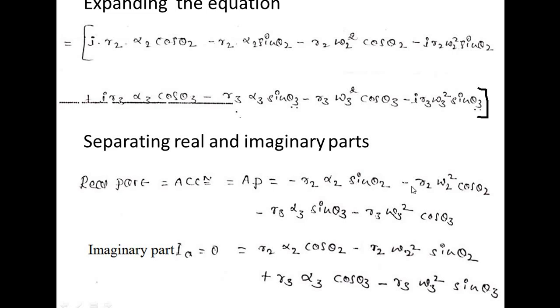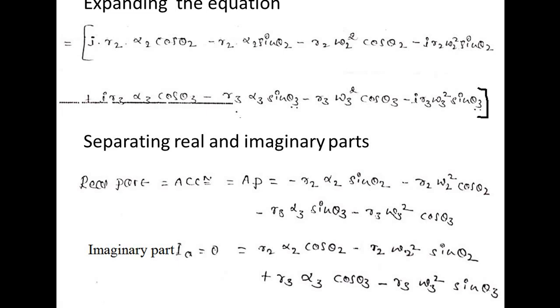So that we will write separately here. Real part terms, whatever you are having in the equation, you separate it. This is also a real term, and this is a real term. So all these with negative sign, you take it as the real part of the equation. That gives the acceleration of the piston.